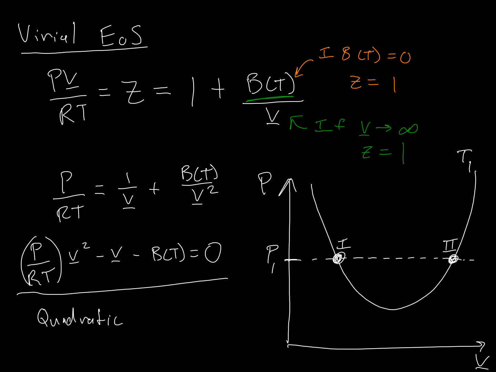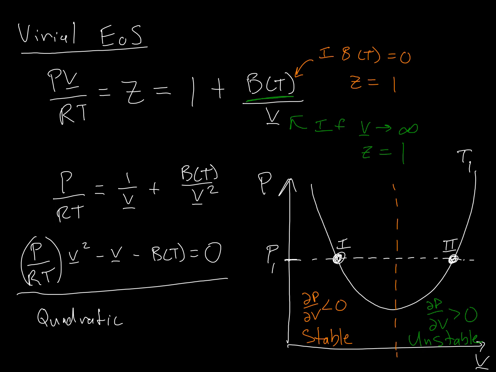So the virial coefficient will predict that multiple phases exist. However, there's a problem. In this region, dP dV is less than 0. We have a stable phase. And this region over here, dP dV is greater than 0. Unstable. This phase just physically cannot exist.